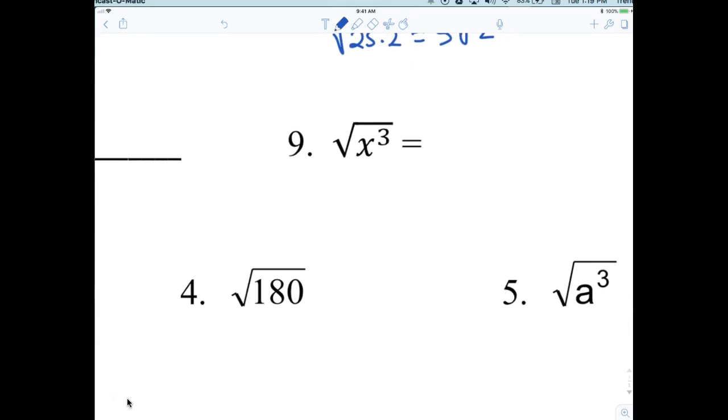let's take a look at number 9. So number 9 we'd rewrite as, which is the same as x radical x. Or x square root of x. All right, anybody have any questions with that? Nobody? All right, so here we go.